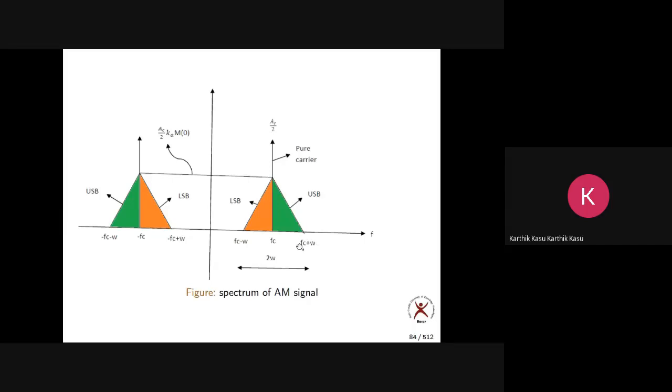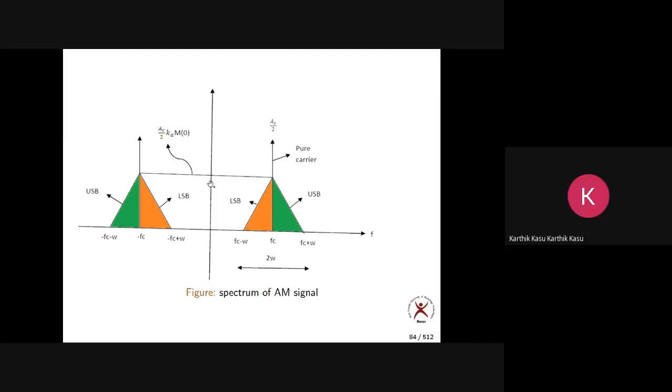Is it okay, all of you? And at FC we have an impulse also. Don't forget this impulse. It is there with the area AC by 2. What is this impulse? It is called the pure carrier, or simply the carrier. Remember that. Okay, all of you? Yes, sir.